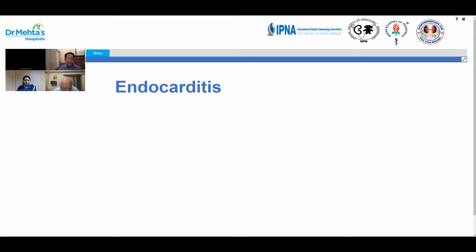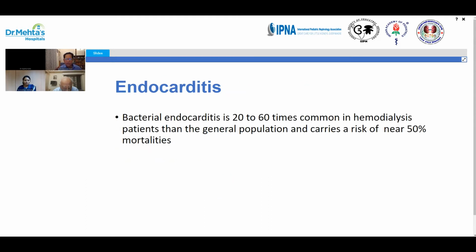Endocarditis. Bacterial endocarditis is 20 to 60 times more common in hemodialysis patients than in the general population. It is very common because CKD patients have cardiac problems along with a persistent device, so there is every possibility of endocardial involvement secondary to infection. And it carries a risk of 50% mortality.